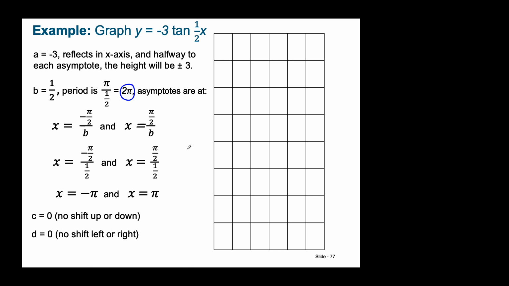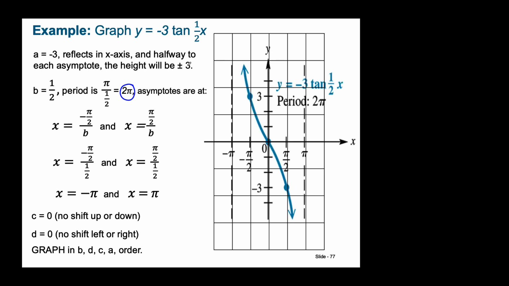C equals 0, D equals 0, so no shifting up, down, left, or right. So I have the same advice for you. I would graph in this order: B, D, C, A. So B, I would move my asymptotes to positive pi and negative pi, no shifting up, down, left, or right. And then A, I would sketch that, making sure to get a reflection, as well as a height of positive 3 and negative 3 when I'm halfway to each asymptote.